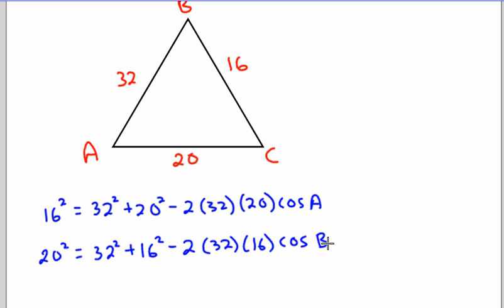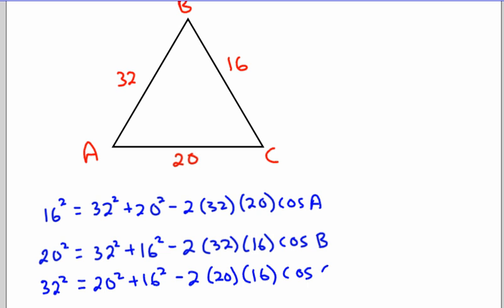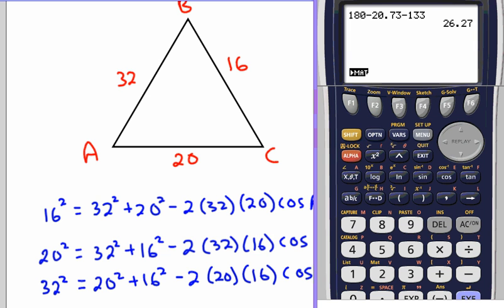You guys notice how it's always the two sides that you square and add together are the two you multiply together and multiply by -2 and take the cosine of the angle in between them. If I want to find angle C, then I'll put 32 by itself. So 32 squared should equal 20 squared plus 16 squared minus 2 times 20 times 16 times the cosine of C. Okay, so I've got all my angles, I got all my stuff set up. Now I can just type things in the calculator and figure this out.